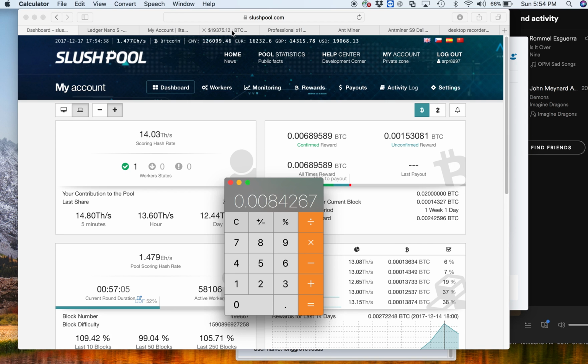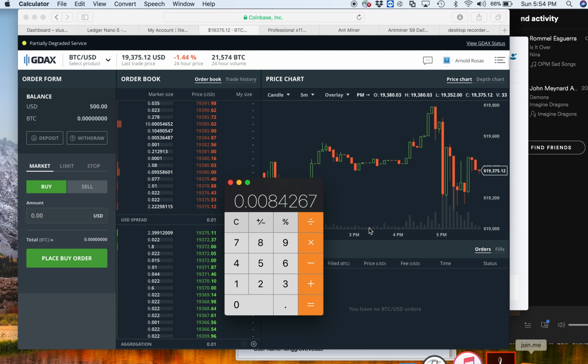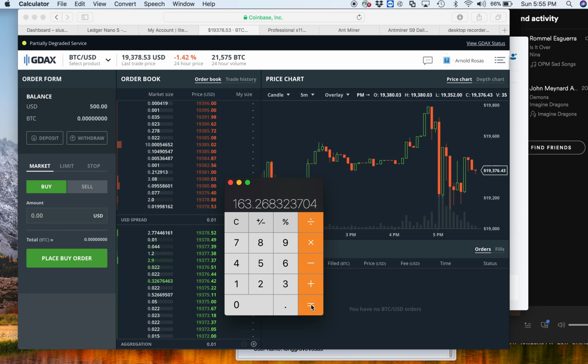Let's check how much is the Bitcoin right now. So the Bitcoin is 19,375.12. Okay, so let's use that rate right now. So multiply by 19,375.12. Okay, so far I made $163.27.